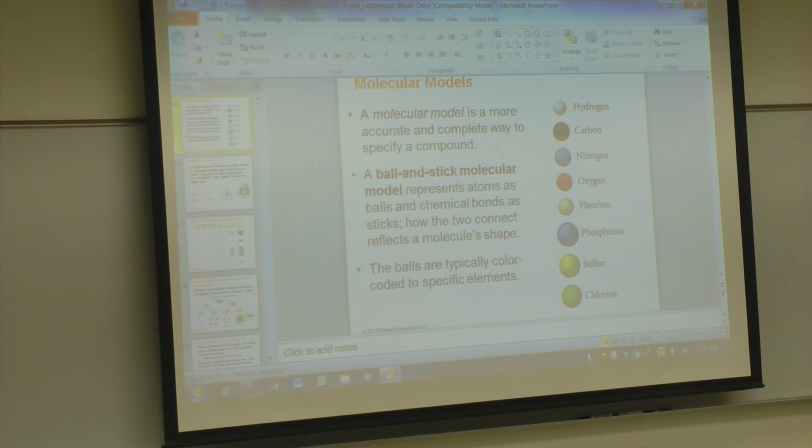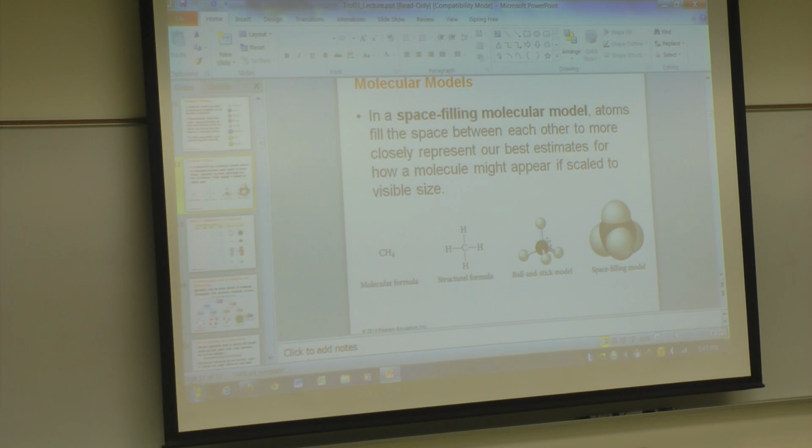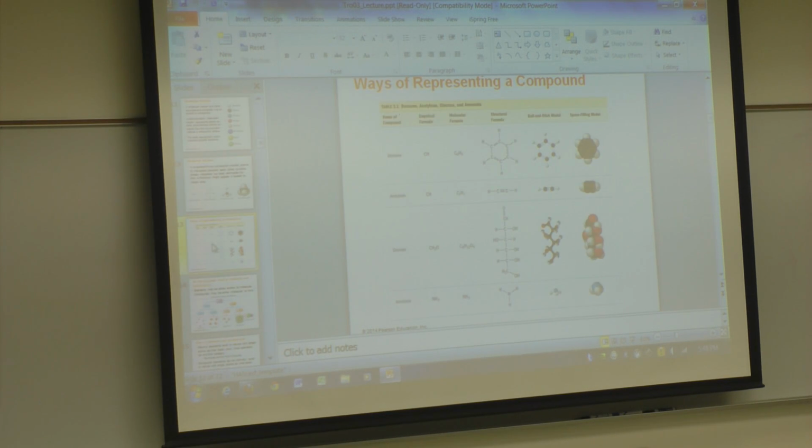Now we've made molecular models earlier, last week, using the ball and stick. So not only can we make ball and stick, but we can also have space-filling models. So methane, CH4, can be represented from the structural formula of C covalently sharing 4 hydrogen atoms, the ball and stick model, and the space-filling model.